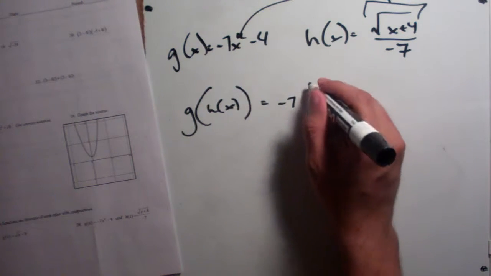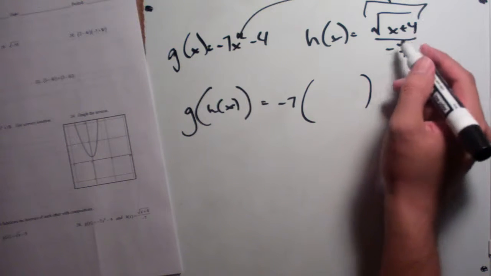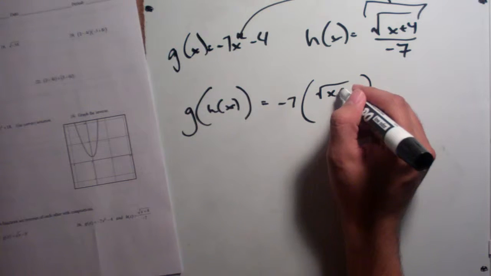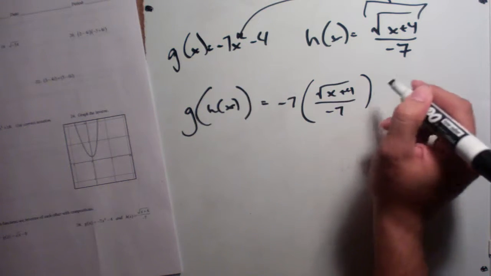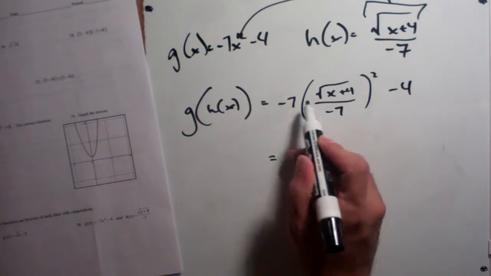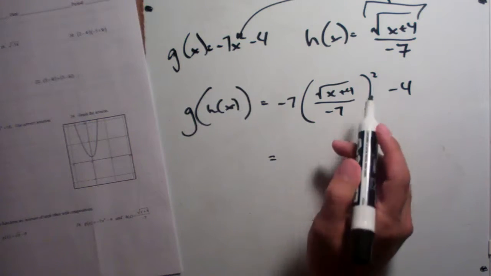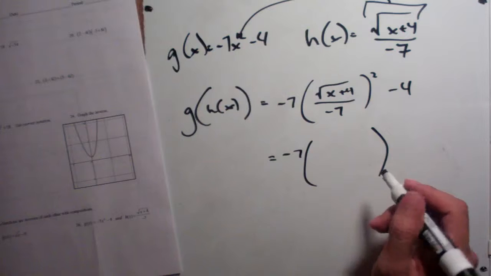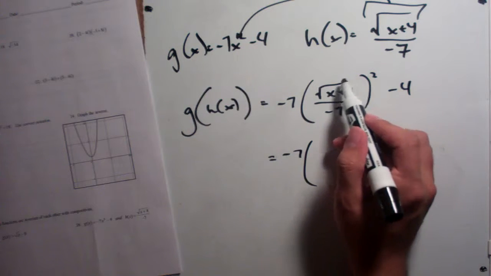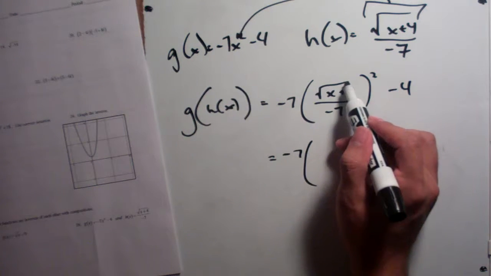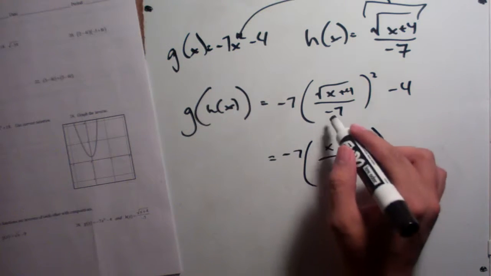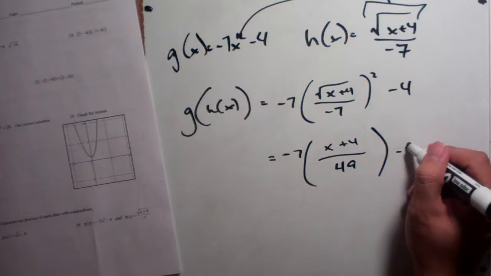But let's put negative 7, and in parentheses, instead of x, we're going to write h of x over here, which is radical x plus 4 divided by negative 7, squared, minus 4. Do not do this. Do not cancel out right here. The exponent comes first, so I'm going to have negative 7 over here. I'm going to square both the numerator and denominator separately. If I square the numerator, it would undo this radical. So in the numerator, we're just left with x plus 4. And if I square the denominator, well, negative 7 squared is a positive 49.